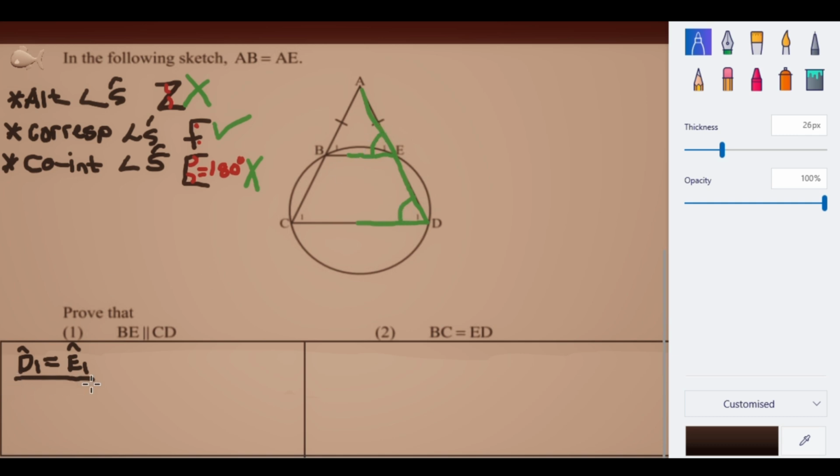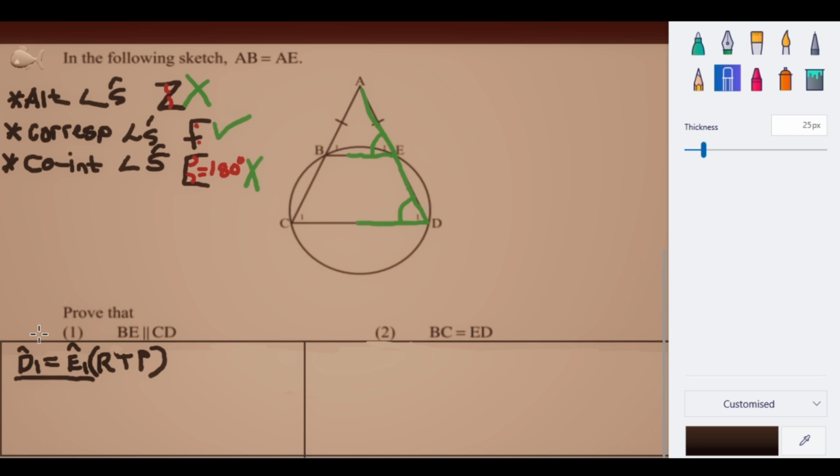Then you underline what you are required to prove. This is what you are required to prove. This is our RTP, required to prove. After underlining what you are required to prove, we are now going to prove these angles one by one. What do I mean by one by one?